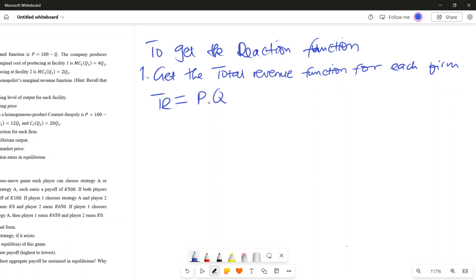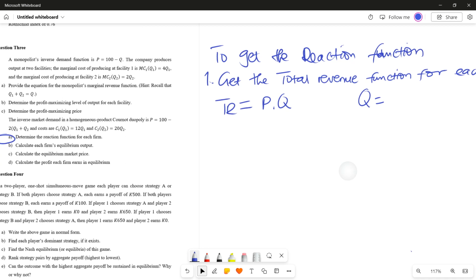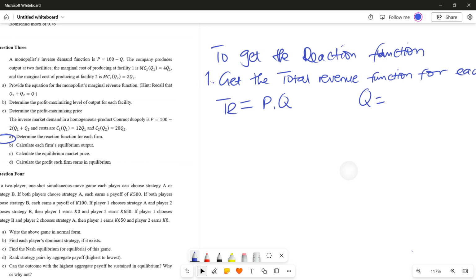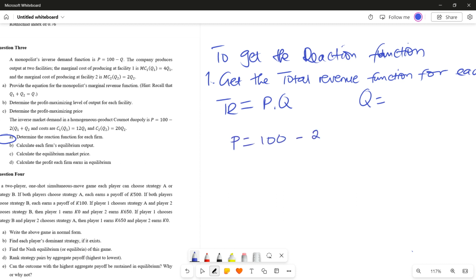You see that? In an event that we've been given just a normal demand function, instead of the inverse demand function, let us assume that we were given the normal demand function. So I'm trying to come up with one. Since our P is 100 minus 2 capital Q, we know that we can make Q the subject.